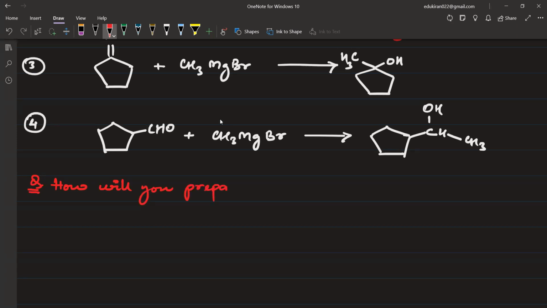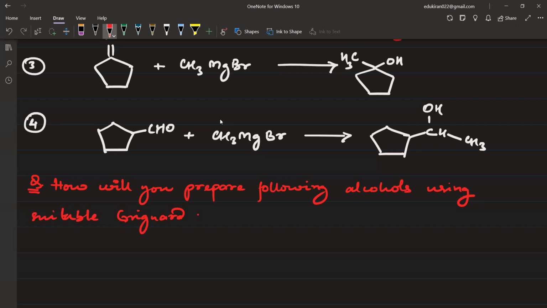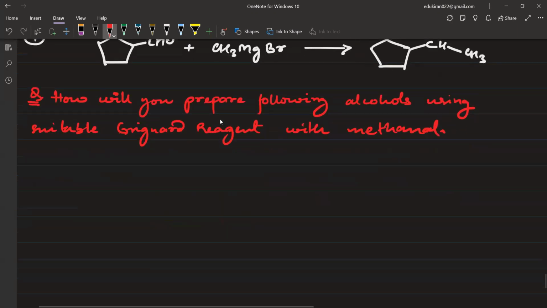How will you prepare the following alcohols using a suitable Grignard reagent with methanol? Okay, what is this? Methanol means this is formaldehyde only. Methanol means formaldehyde: carbon with 2 hydrogens and a double bond to O.